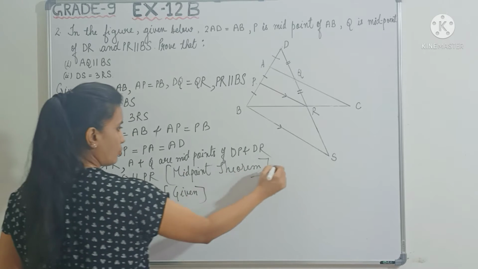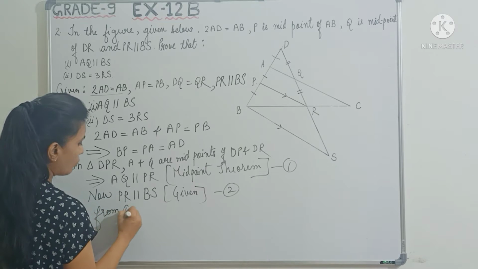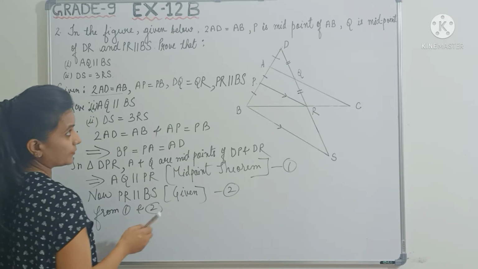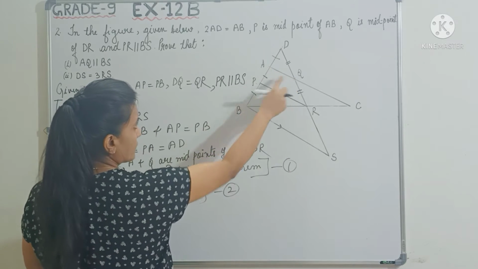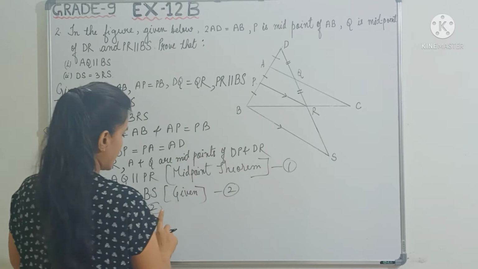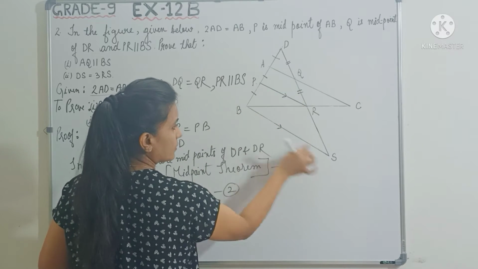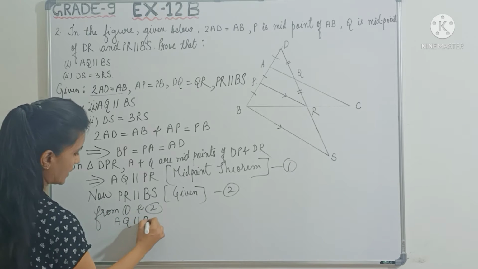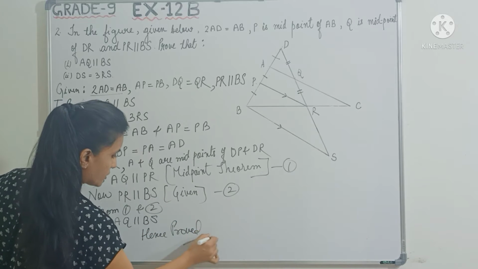So if I take this as 1 and this as 2, from 1 and 2, what can you conclude? We can say that AQ is parallel to BS, right? Because 1 is that AQ is parallel to PR, and the second is PR is parallel to BS. So this implies that AQ will be parallel to BS. Hence proved. So we have proved the first part of it.